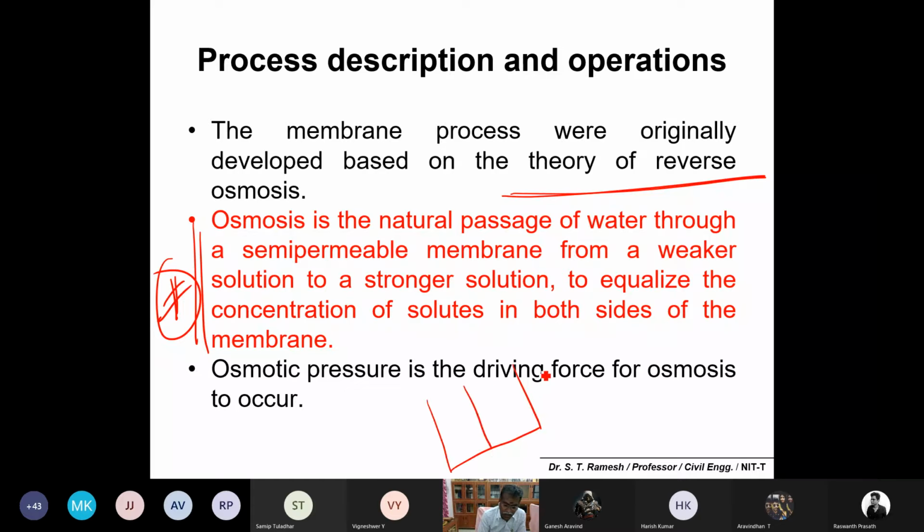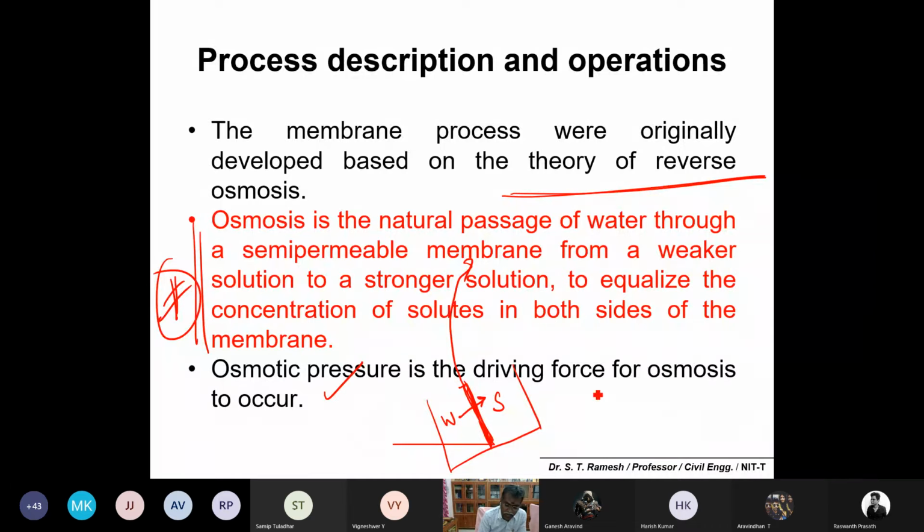You have a beaker or a container, which is separated by a semi-permeable membrane like this. One side is the weaker solution, the other side is the stronger solution. So osmosis is very simple. It is the natural passage of water through a semi-permeable membrane from a weaker solution to a stronger solution, thereby it will be neutralized.